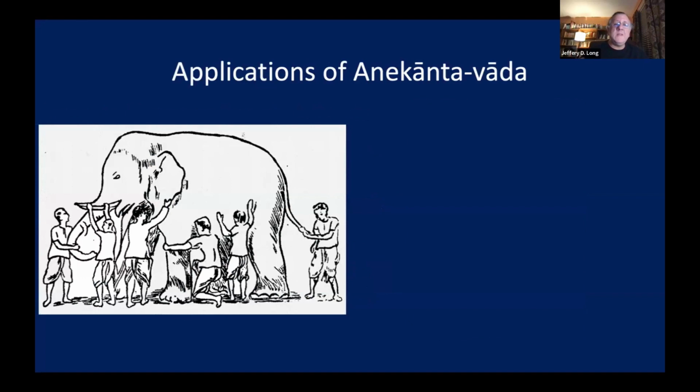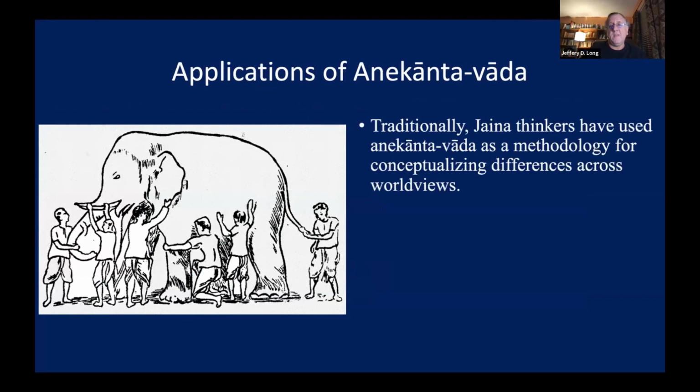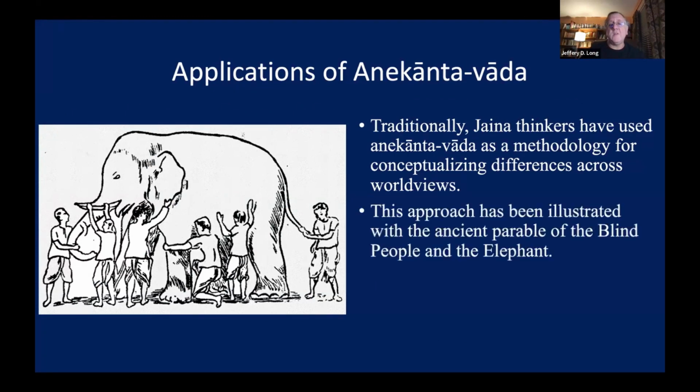So, what is the purpose? What are the applications of this teaching of complexity, the complexity of existence? Traditionally, Jain thinkers have used Anekantavada as a methodology for conceptualizing difference across worldviews. That is, what do we make of the fact that there are people who think differently than we do? Are they simply wrong? Is this an occasion for skepticism? Well, from the Jain perspective, the idea is that there is some truth in many perspectives, that many views can be seen as in some sense true and in some sense false, and so on.